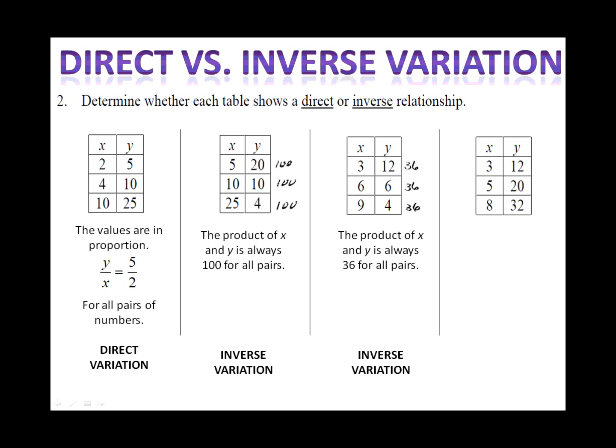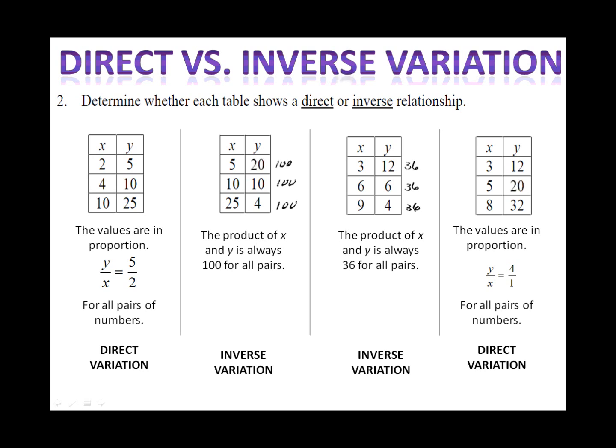The last example, we have again a constant ratio. Y over x, 12 over 3 is 4. 20 over 5 is 4. 32 over 8 is 4. And so in this case, we have a direct variation.